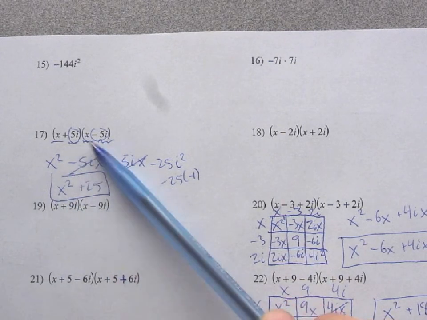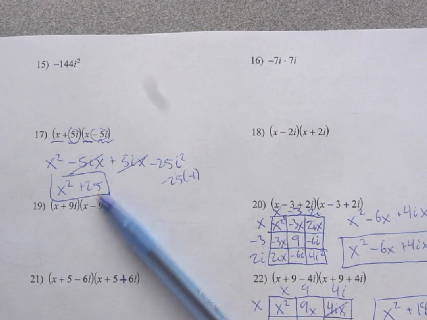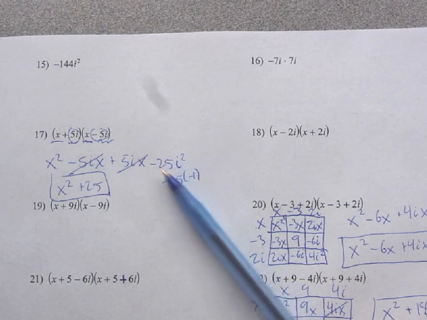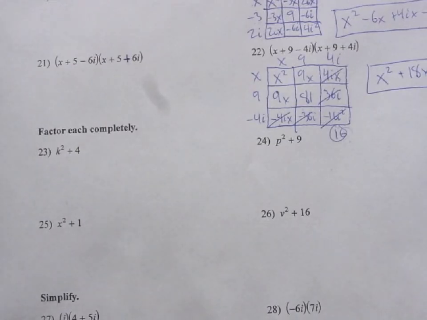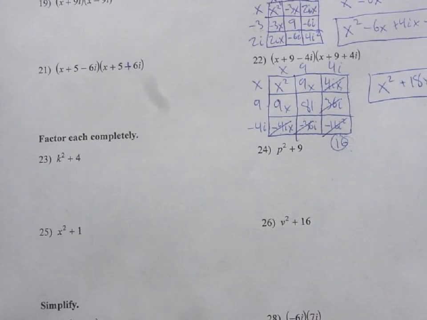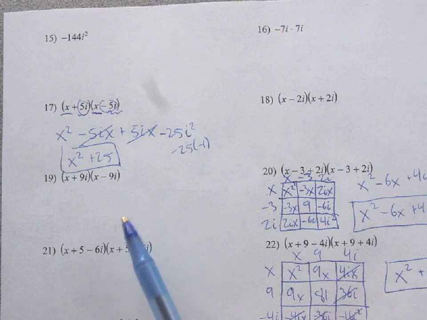When we have these conjugate pairs that have i's in them, instead of getting a difference of squares, we get a sum of squares, because these i squareds that we get at the end change the sign of that last guy from negative to positive. And that's pretty much what we have here. So the trick to these problems is just inductive reasoning. It's basically understanding how the multiplication works so that you can reverse it.